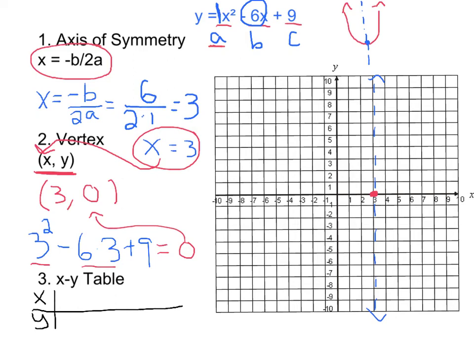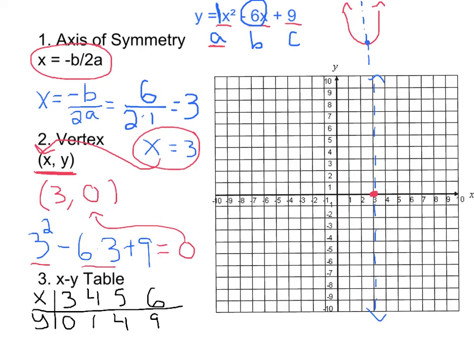But the key thing is you always want to pick points to the right of your axis of symmetry. You don't just want to pick any points, you want them close to that middle area, the axis of symmetry. So I'm going to pick 3, 4, 5, and 6. Well, we already figured out that when you plug in 3 you get 0, and then when you plug in 4 you get 1. When you plug in 5 you get 4, and when you plug in 6 you get 9.